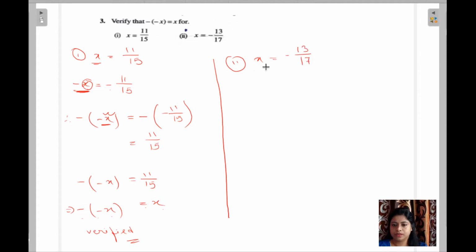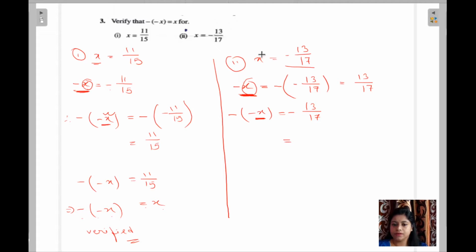So next term is number 2, x equals minus 13 by 17. Similarly again we have to write minus of x. So minus of x, the value of x is what? This minus 13 by 17. So minus minus will become plus, so 13 by 17. Now minus of minus x. So minus is there, and in place of minus x we have to write the value of minus x, that is 13 by 17.